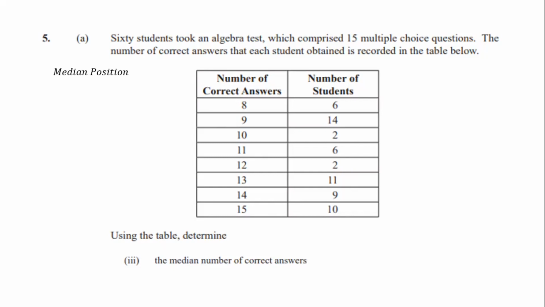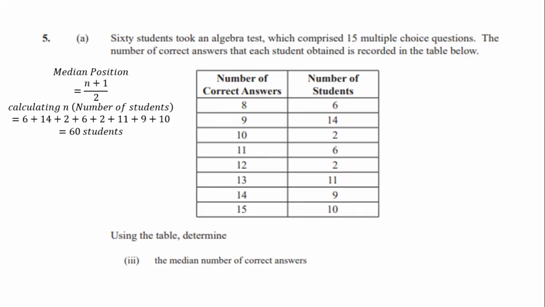The formula that we usually use to find the median position is n plus 1 divided by 2, where n is the number of variables that occur. In this case, we're talking about the number of students. The question told us that 60 students took the algebra test. And when we add 6 plus 14 plus 2 plus 6 plus 2 plus 11 plus 9 plus 10, it gave us the 60. So 60 students is equal to n.